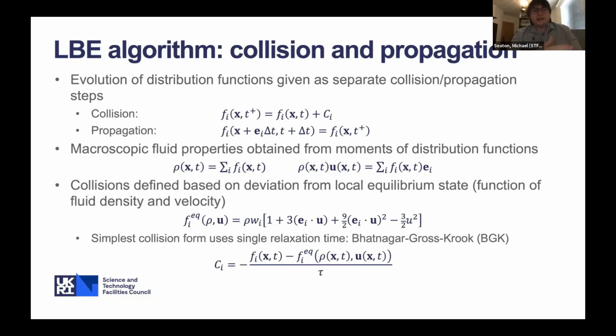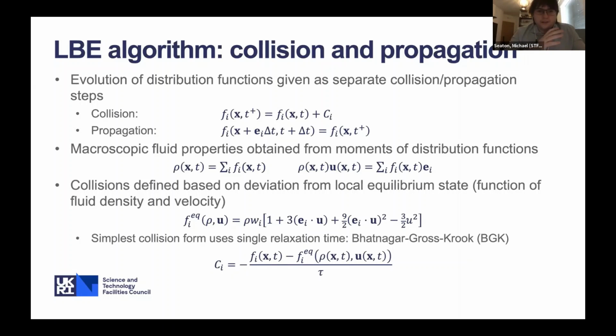And we can calculate the macroscopic fluid properties by summing up, finding moments of those distribution functions. So if we consider a particular grid point, if we sum up all the distribution functions over all the lattice links, that gives us the macroscopic density of the fluid. If we multiply those distribution functions by their link vector first before summing them up, that gives us the density times the velocity of the fluid.